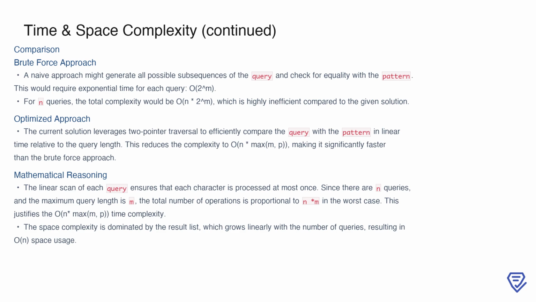Given n queries and a maximum query length m, this results in a worst-case operation count proportional to n * m, which aligns with the O(n * max(m, p)) time complexity. Meanwhile, the space complexity remains dominated by the output list of size n, confirming the O(n) space usage. This comparison highlights the significant performance advantage of the optimized solution over a brute force approach.